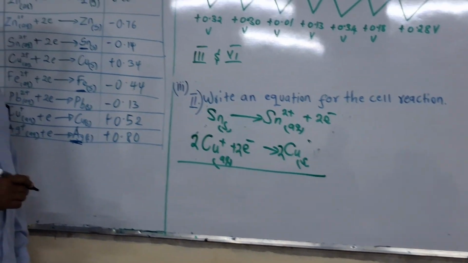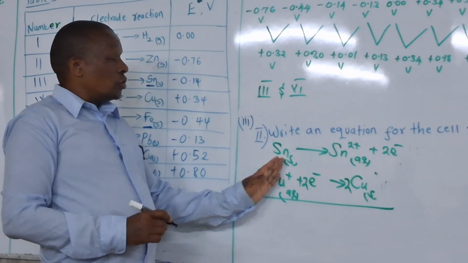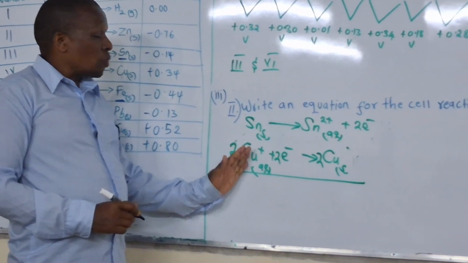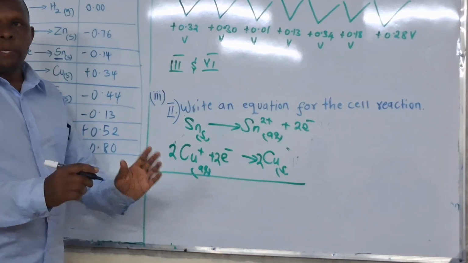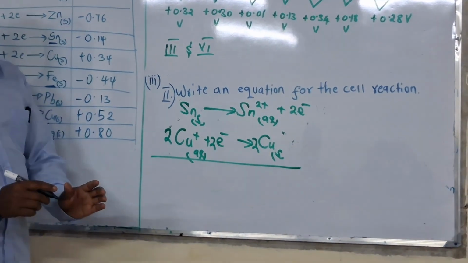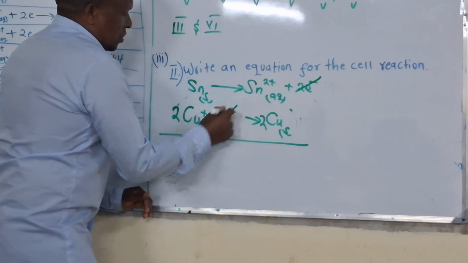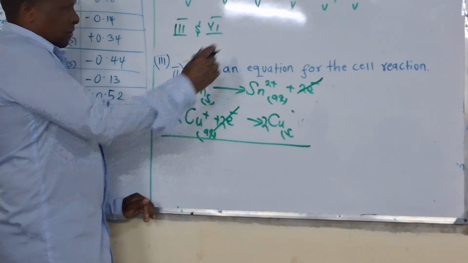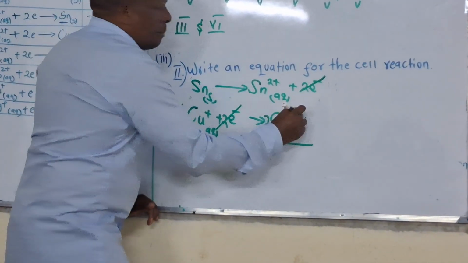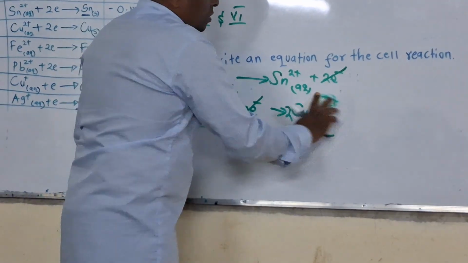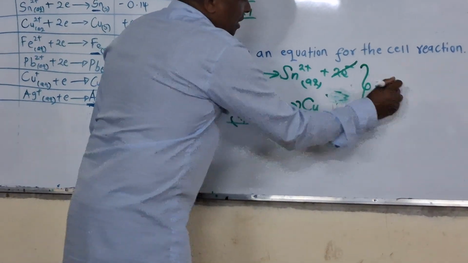What is the overall equation? Electrons were lost by tin, and then the same electrons were gained by copper. So it means the electrons are no longer there. So we omit the electrons. We cancel the electrons like that. So after omitting the electrons, we sum the 2 equations. We sum the 2. So let me put a plus in between the 2.